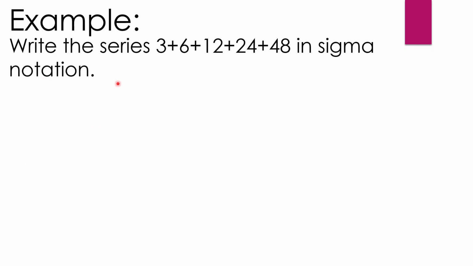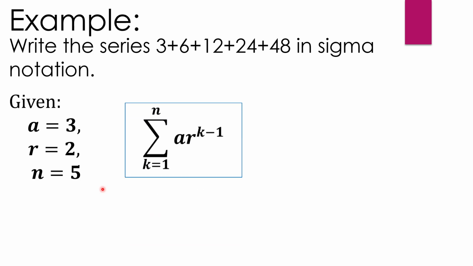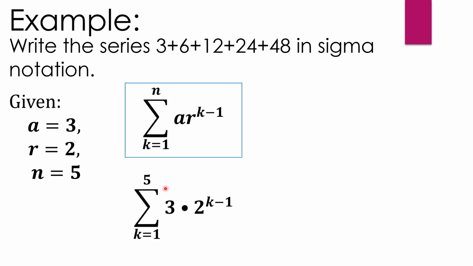Here, write the series 3 plus 6 plus 12 plus 24 plus 48 in sigma notation. So same process, list down all the givens and substitute the values, wherein our nth term is still 5. Our first term for now is 3 and our common ratio is 2. Then k minus 1 will stay because we're just writing the series in sigma notation. Okay?